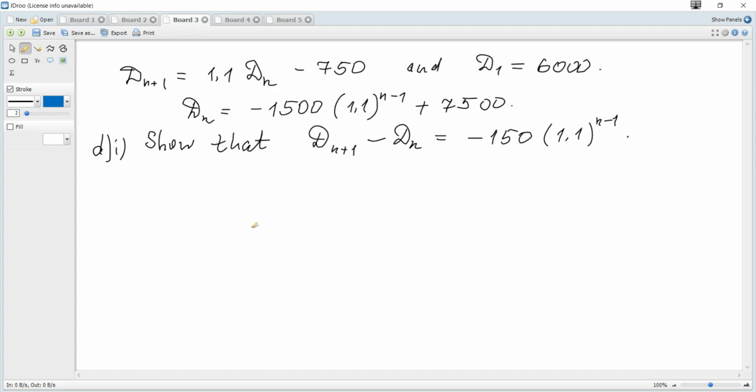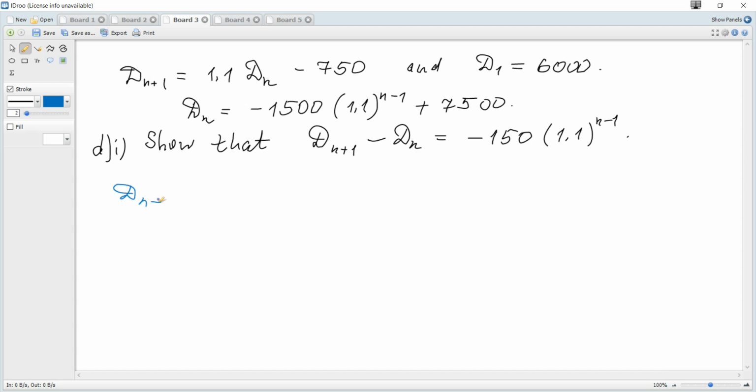The next, after deciding that the trout population would increase too quickly, the lake owner proposes instead to remove 750 trout at the end of each year. The relationship between Dn, the predicted number of trout at the start of year n, and Dn plus 1, the predicted number of trout at the start of year n plus 1, is now given by this formula. It is also known that Dn is this, and question D shows that Dn plus 1 minus Dn is this value.